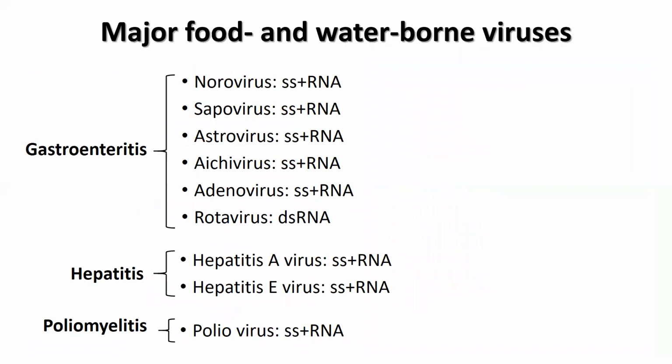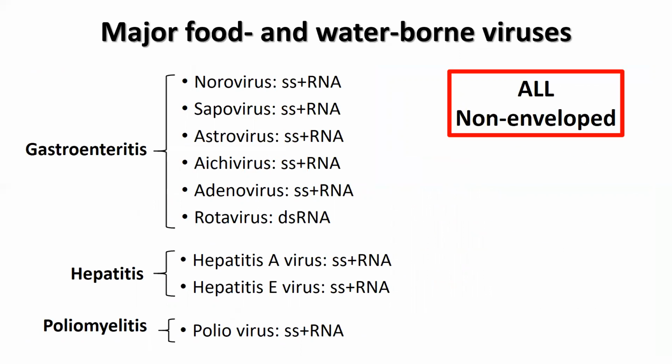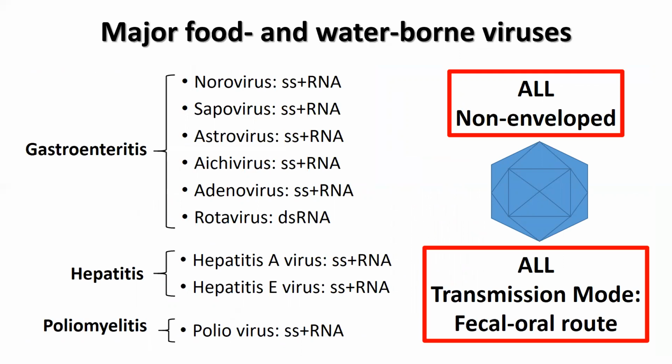Listed here are the major food and waterborne viruses grouped by the type of disease they cause in humans. All of the viruses listed here are non-enveloped and are transmitted by the fecal-oral route. This means you have to ingest these viruses to get sick. The primary site of replication for all of these viruses is the digestive tract.